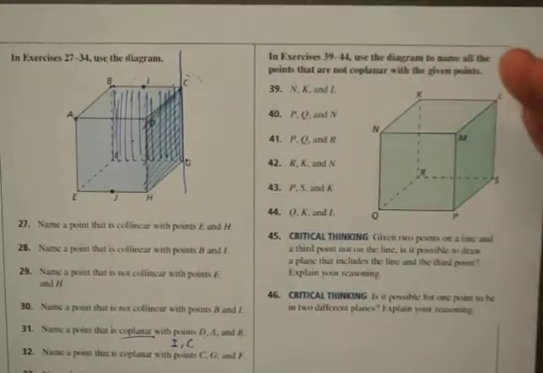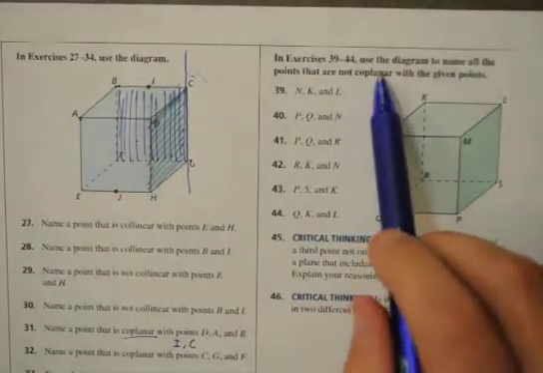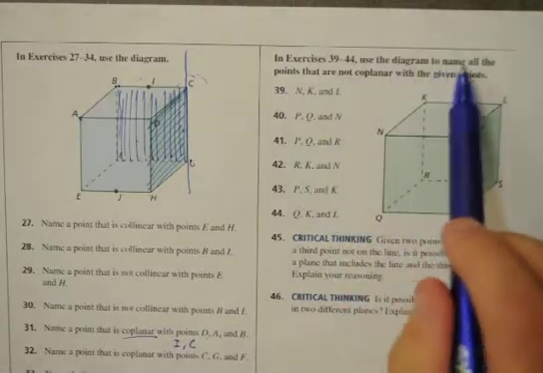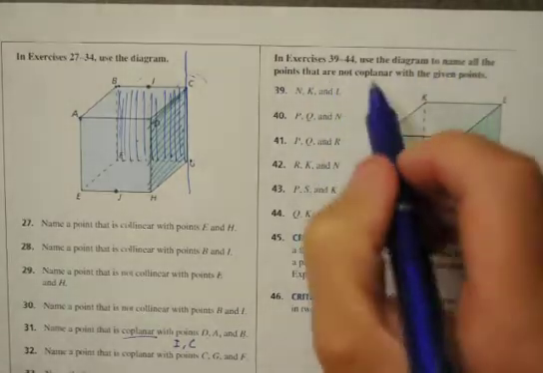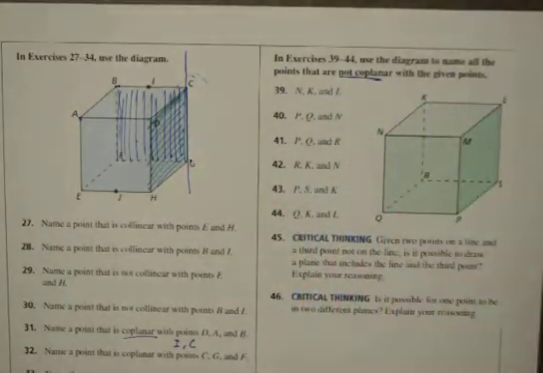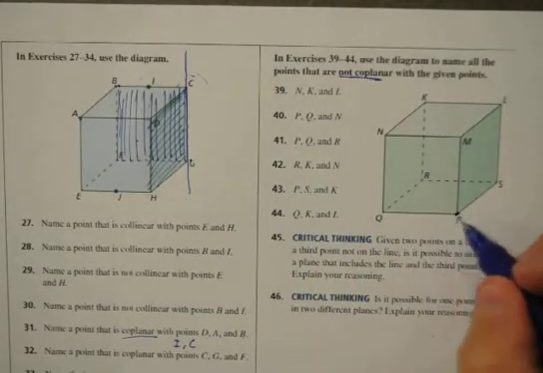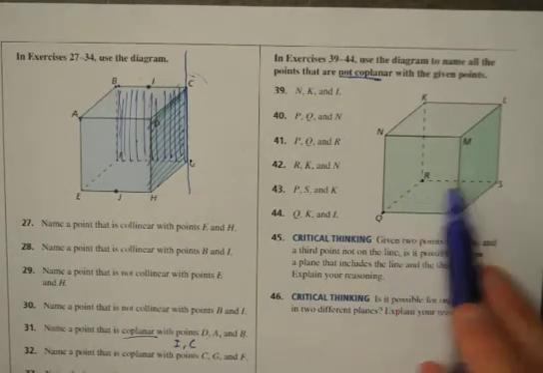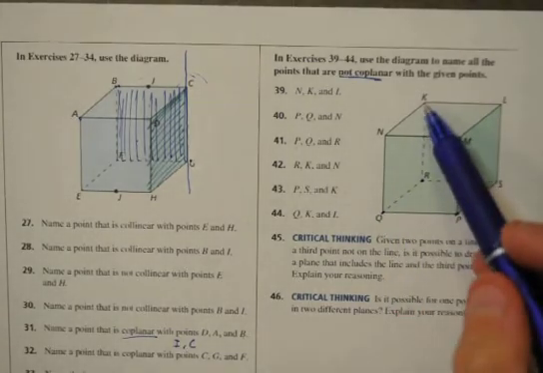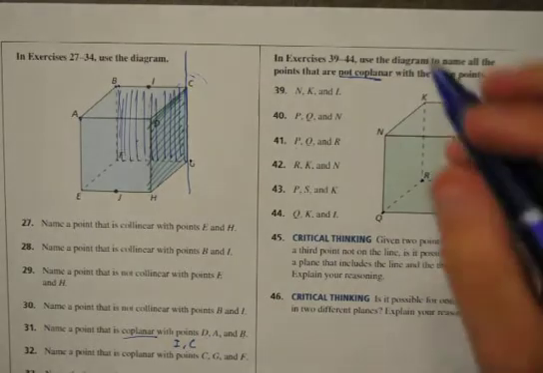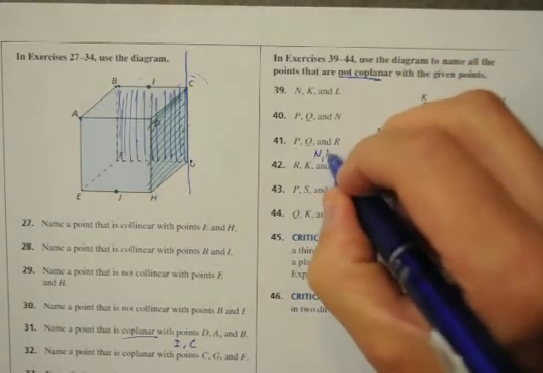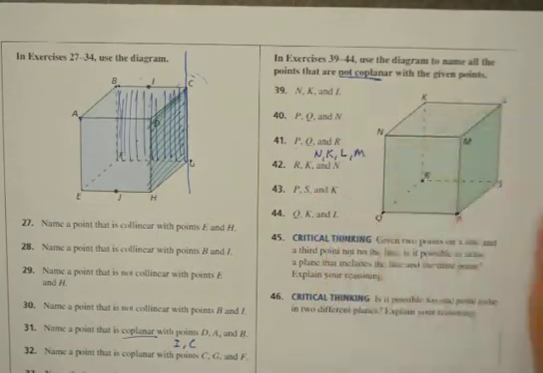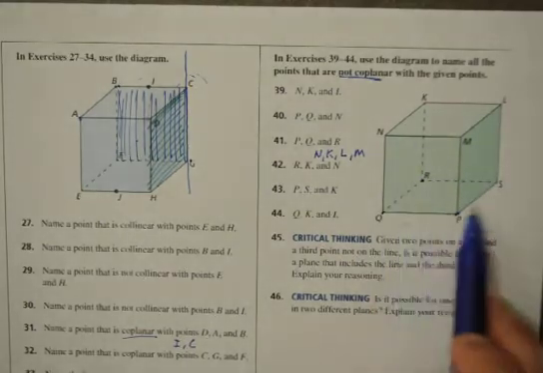More cube stuff. Name all points that are not coplanar with the given point. So for example, P, Q, and R. That's the bottom surface. So the answer would be N, K, L, and M. Those are not coplanar. So it's anything that's not on the bottom.